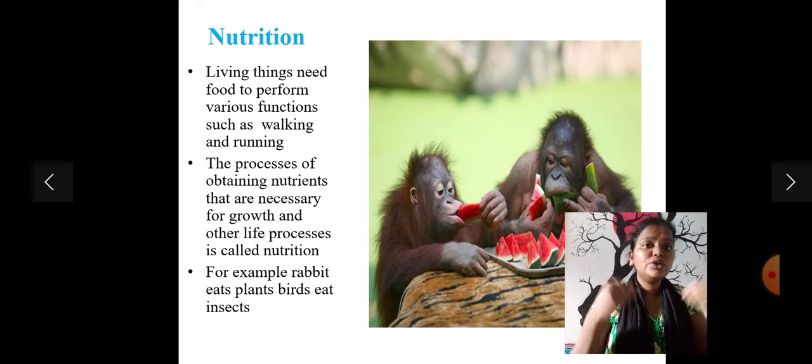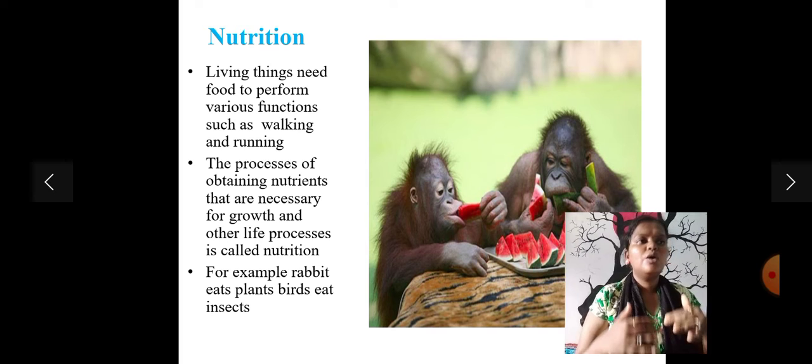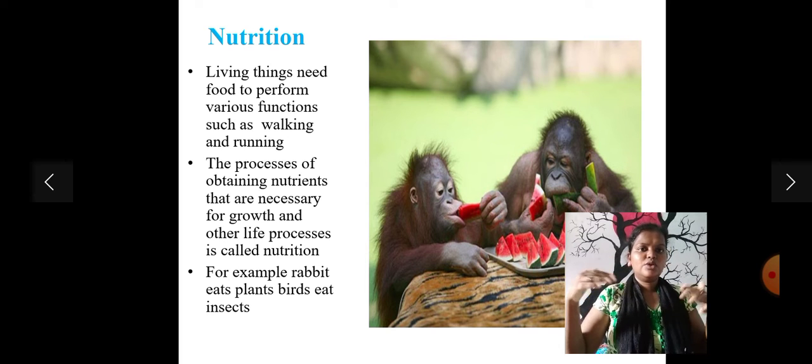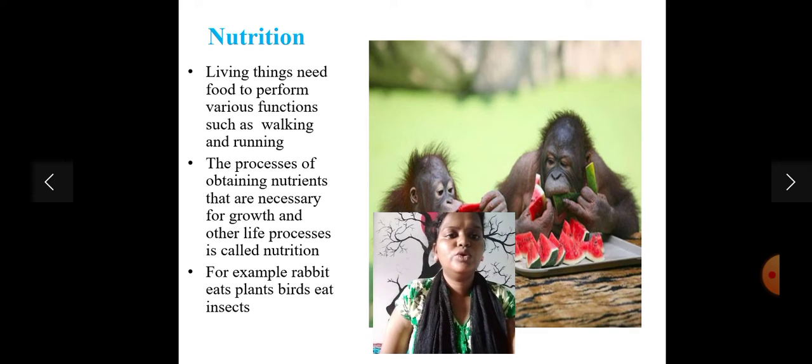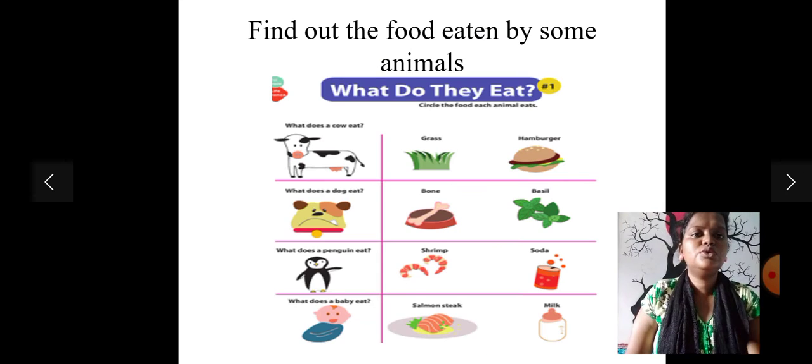Actually, we need nutrition to grow. Then only we can grow into a 1 year old child. Then we can grow into an adult. Then we can become old. Okay, this is called nutrition.